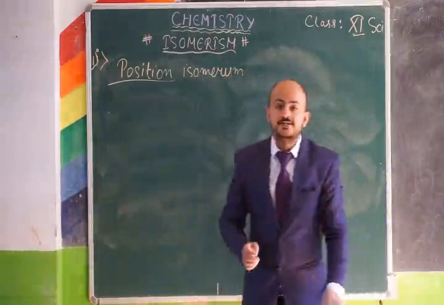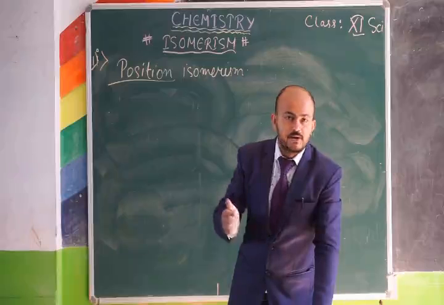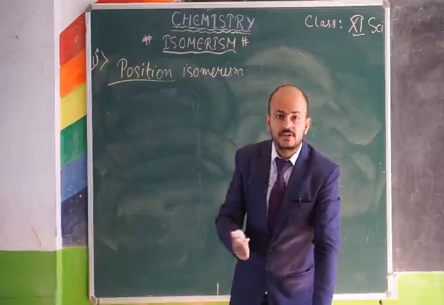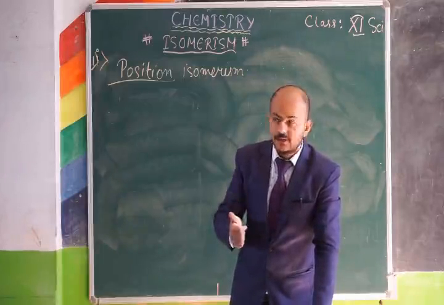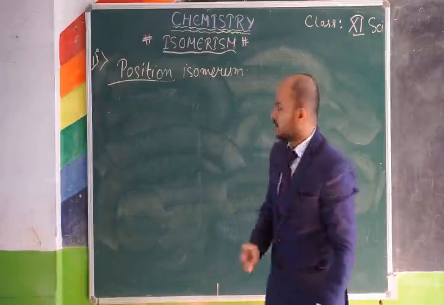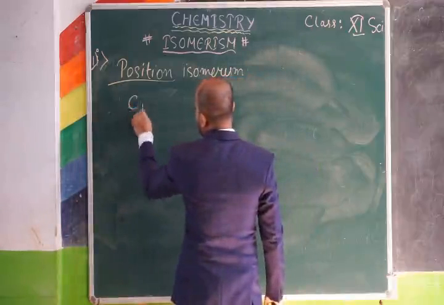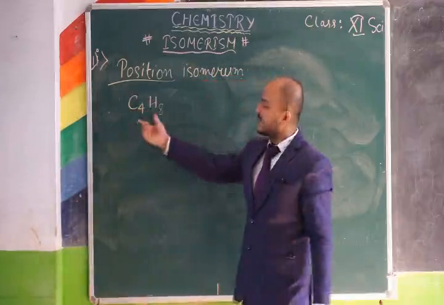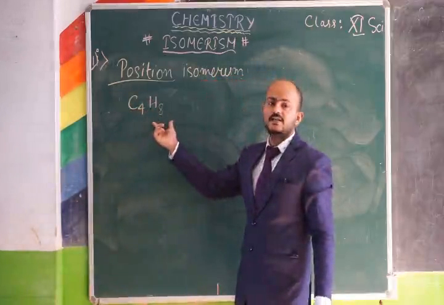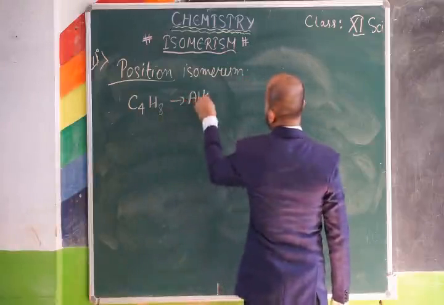This isomerism varies. This isomerism is mostly found in compounds having multiple bonding, or they have a functional group. So let's take an example. Let's consider the molecular formula C4H8. Now C4H8 is an alkene, that means it has a double bond.